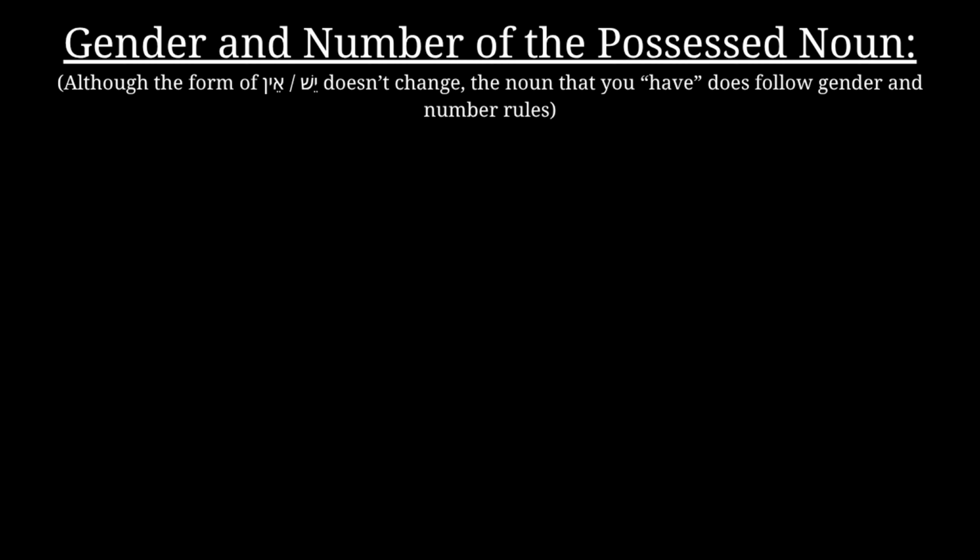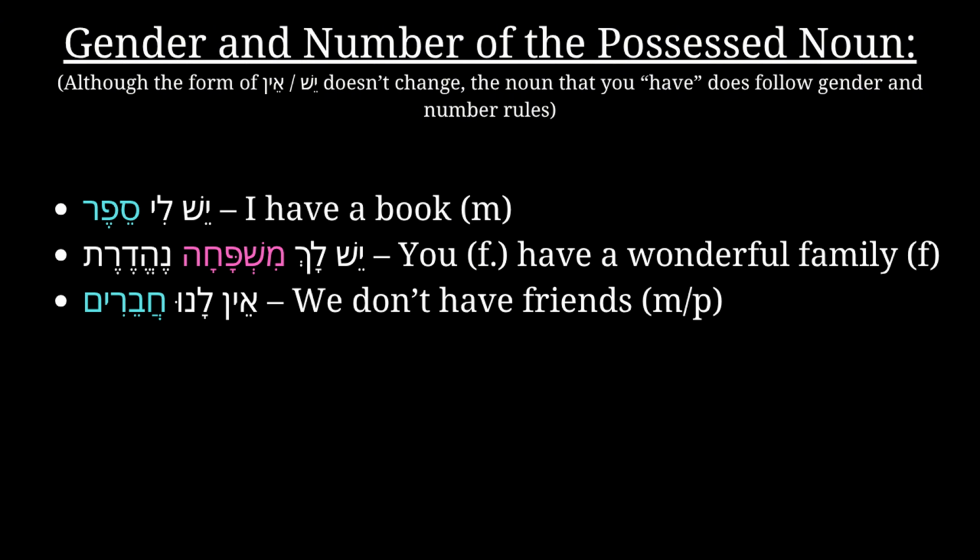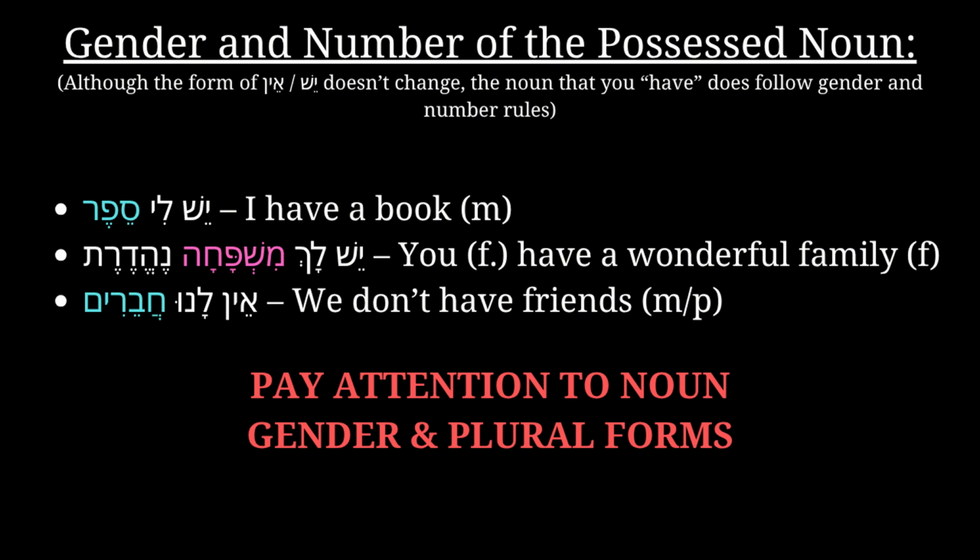Additionally, although the form of en and yesh doesn't change, the noun that you have does follow gender and number rules, like in the following sentences. Yesh li sefer. I have a book, which is a masculine noun. Yesh lach mishpacha nehederet. You, feminine, have a wonderful family, a feminine noun. En lanu chaverim. We don't have friends, which is a masculine and plural noun. Considering this concept, pay attention to noun gender and plural forms.